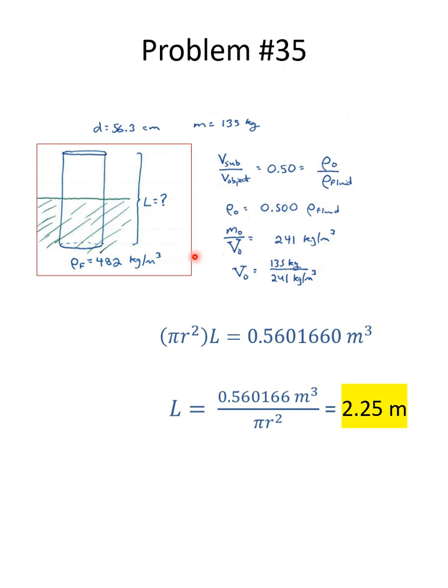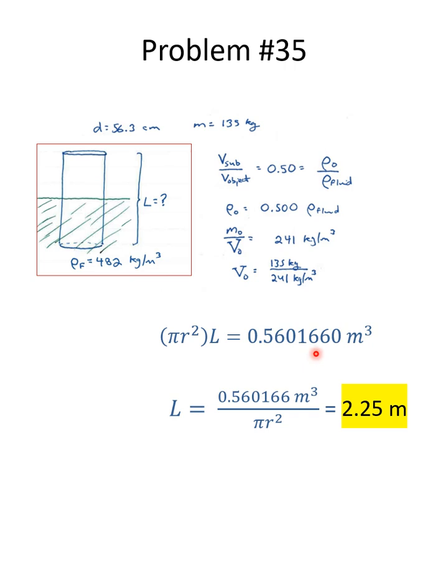And let's do some algebra here. And now we have volume of the object is equal to the mass of the object, which is 135 kilograms, divided by 241 kilograms per cubic meter. So that is the volume of the object. I've calculated that and I get 0.560166 cubic meters.